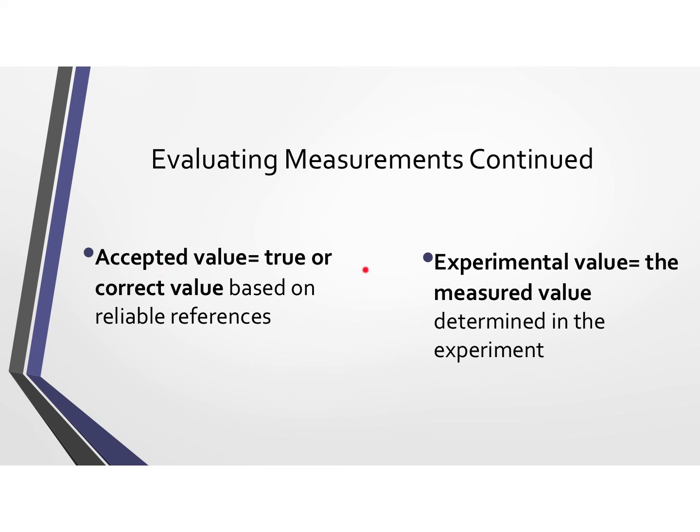And then the experimental value is the one that you measure. Like when you do an experiment, this is the one that you would get. I think a couple weeks ago you measured the density of copper. This would be what you measured the density of copper to be. So this one's given to you. This one you generate typically on your own.